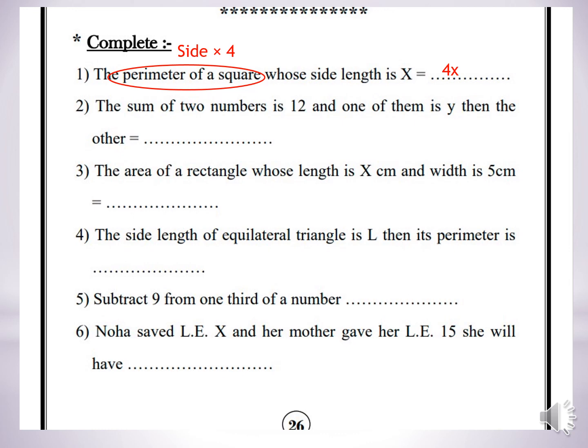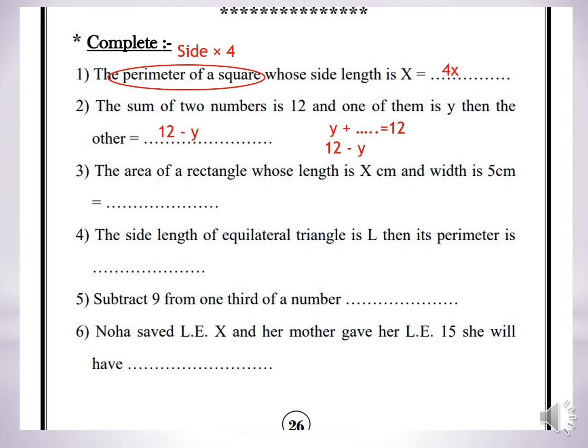Number 2. The sum of two numbers is 12, and one of them is y. Then the other is... Here I have the sum. Sum means plus. This is the keyword for plus. So the sum of them is equal to 12. One of them is y. y plus what equals 12? I don't know the number, and I want to write it as an expression. So I will send the y to the other side and change the sign. So it will be 12 minus y. So the expression here is 12 minus y.